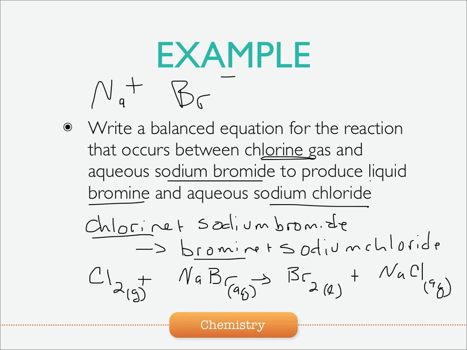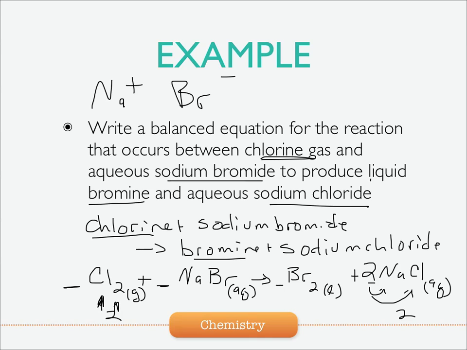Now, I've got my subscripts set. I cannot change those. All I can do now is change the coefficients out front. I've got 2 chlorines on the left-hand side, and I've only got 1 here. So I want to put a coefficient in front of one of these that will make sure they're even. If I put a 2 in front here, remember the 2 is multiplied by everything, so it makes 2 sodiums and 2 chlorines. So now I've got 2 chlorines on the left, 2 chlorines on the right.